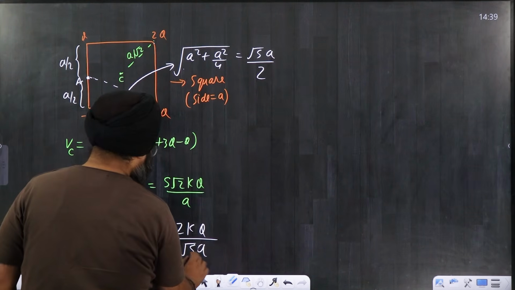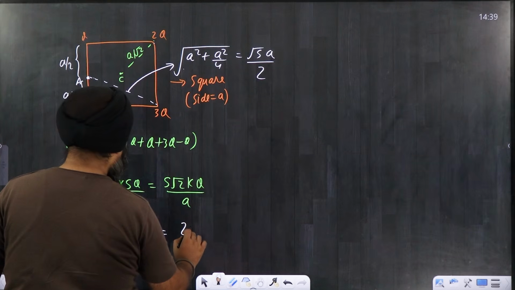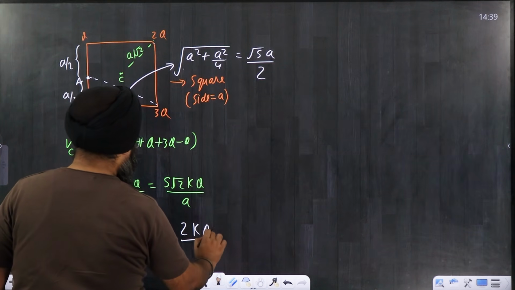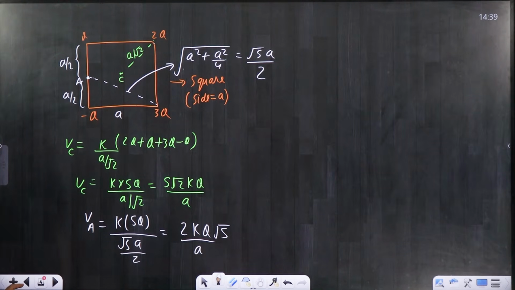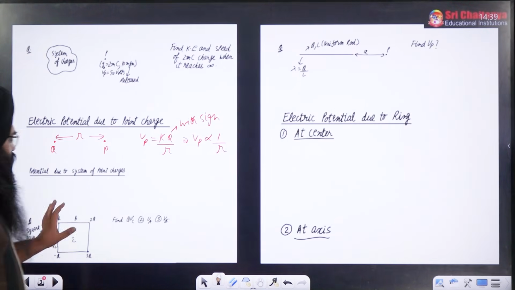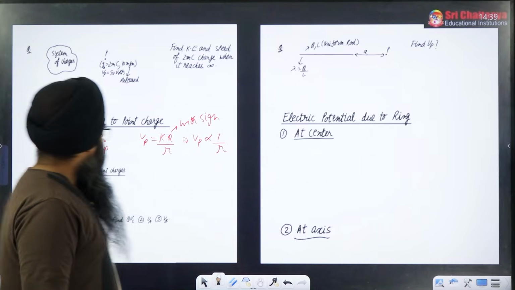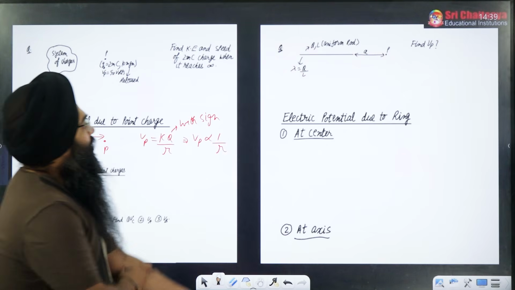I hope this particular point is clear to you. I think there is some mismatch here. This will be 2KQ divided by A multiplied by root 5. This will be the answer. 2 root 5 KQ by A. So this is how basically you can do these questions. For multiple charges, you have to do only one thing. What is the one thing which you have to do? You have to just add the potential due to the individual charges.